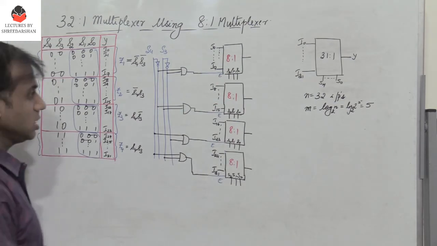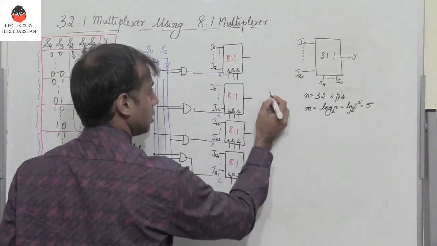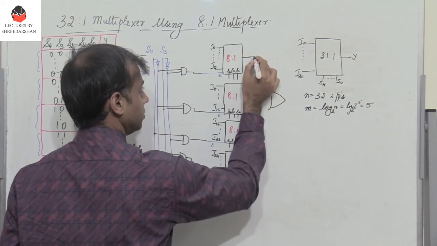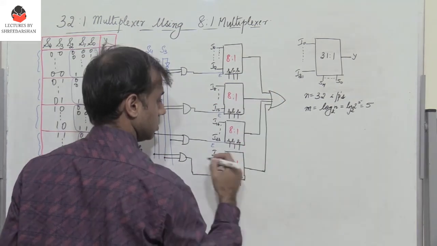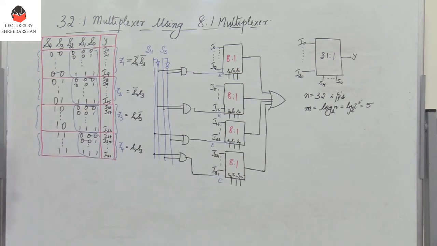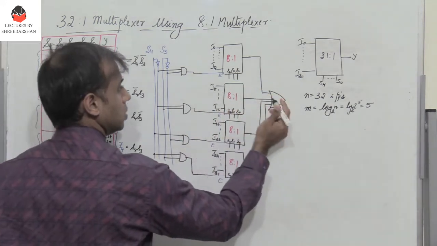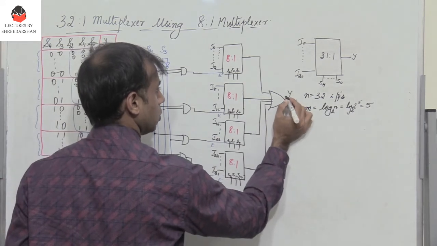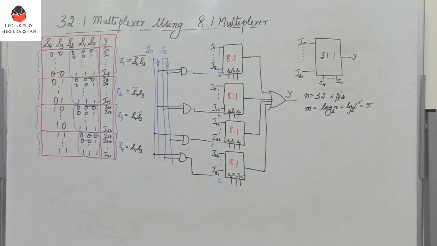So the outputs of these 4 multiplexers are connected to an OR gate. So since they are connected to an OR gate, whatever appears here will appear as the output Y. So this is how we can implement a 32:1 multiplexer using an 8:1 mux.